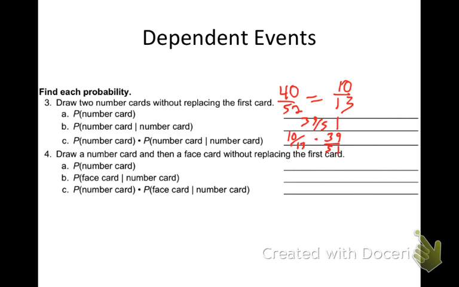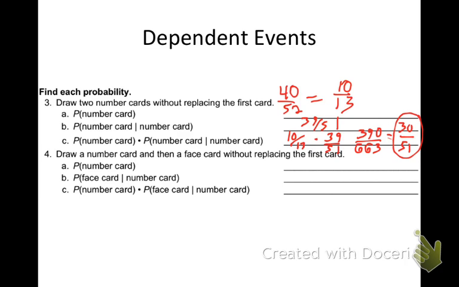When you multiply those, you get... 390 over 663? Yeah. Nice job. And that can be simplified. I think both of those are actually divisible by 13. 51 on the bottom, and 30 on top. So the final answer would be 30 over 51.